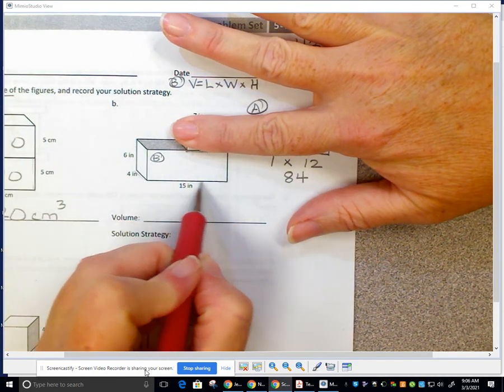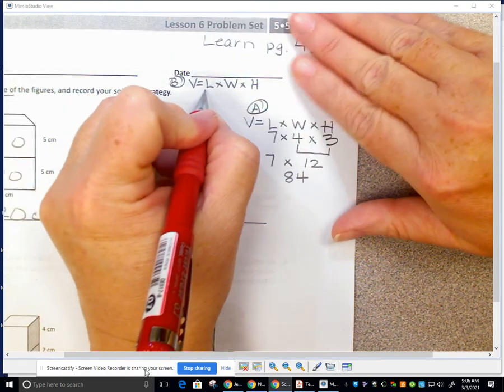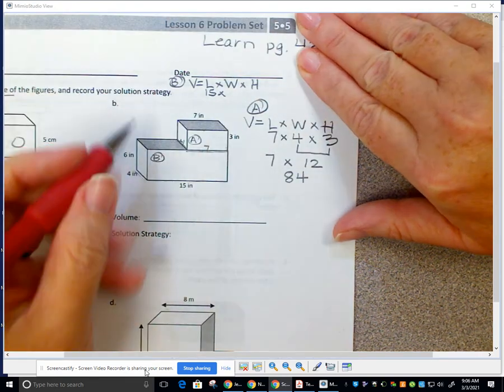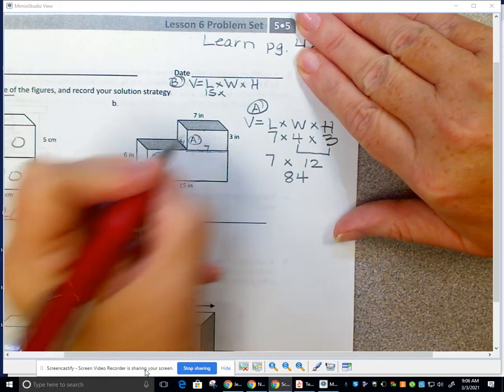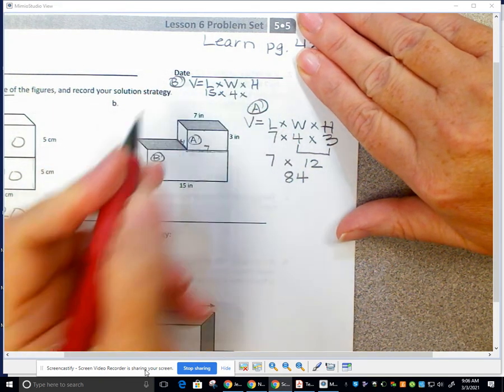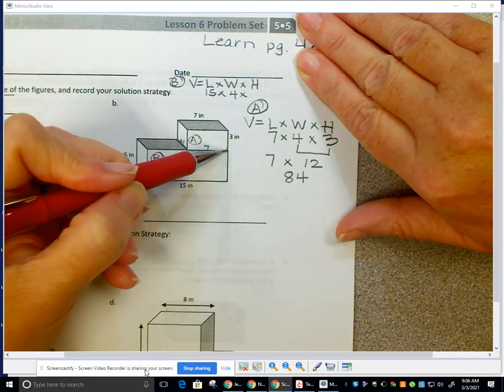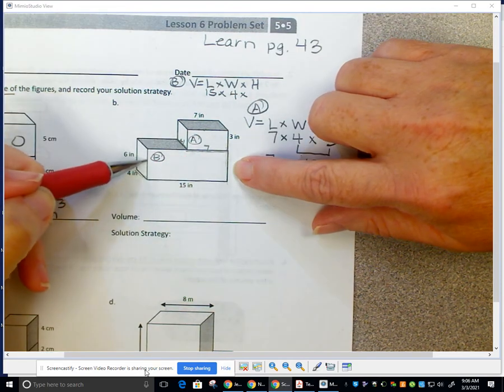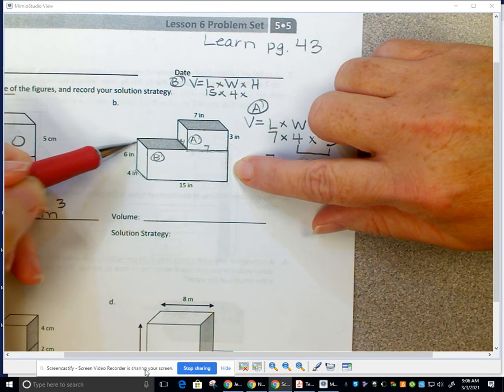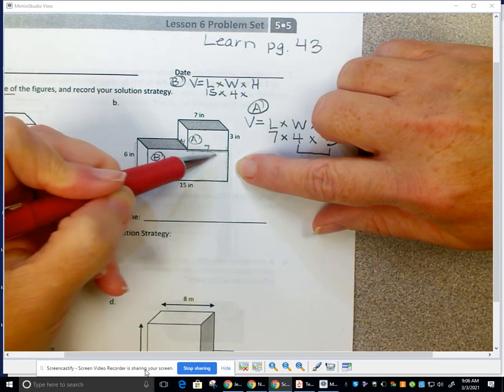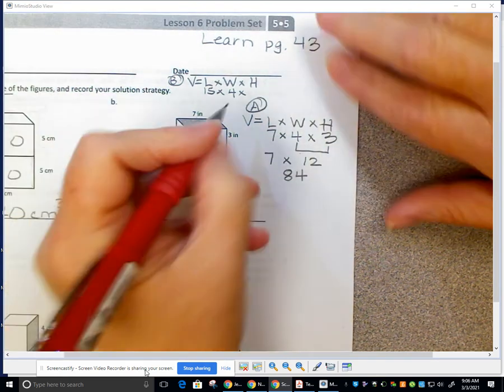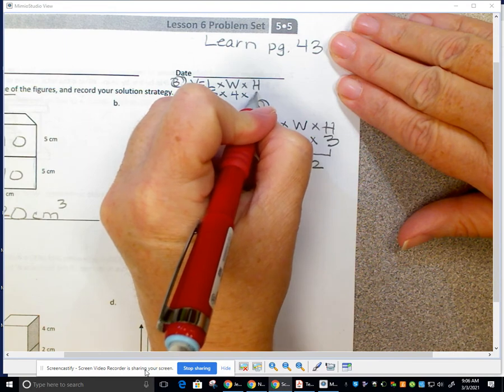I need a length. Oh, that's easy, 15. I need a width. Easy again, that's 4. And I need a height, from here to here. I don't have a number here, but if this is 6, then this is 6, and this is 6. So my height is going to be 6.